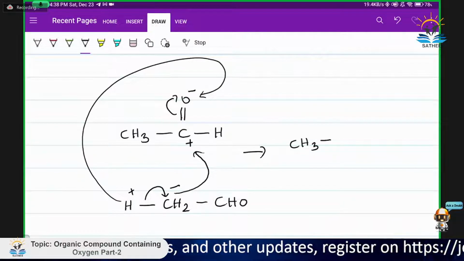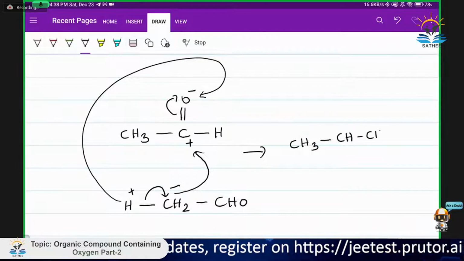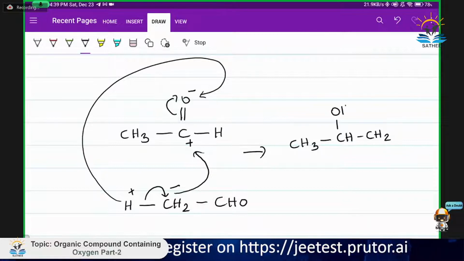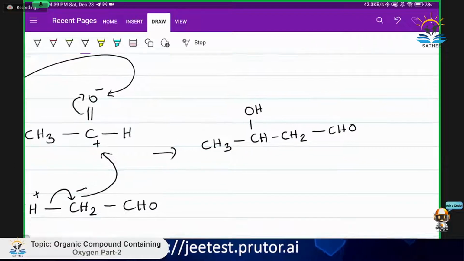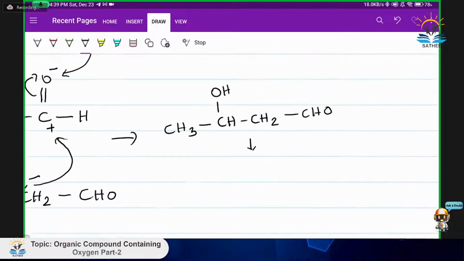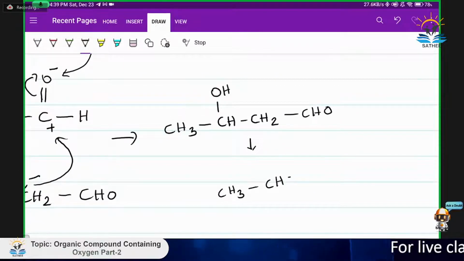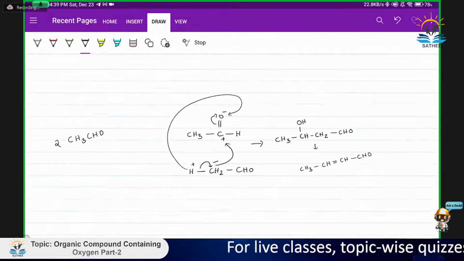So we'll get the product as what? CH3, CH(OH), CH2, CHO. And what happens next? Next, we lose a water molecule and we'll form a double bond. And we'll get what? CH3, CH, double bond CH, CHO. So this is how you can do it with any compound.